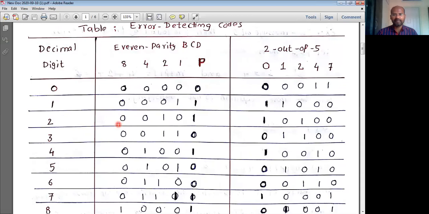At the receiving end, the receiver knows that we are using even parity BCD. Now for 2, we are transmitting 00101 at the transmitting end.